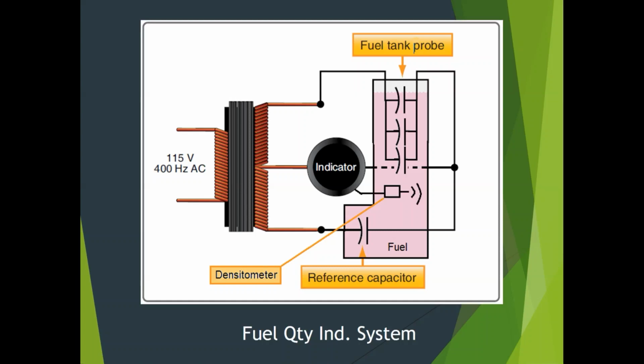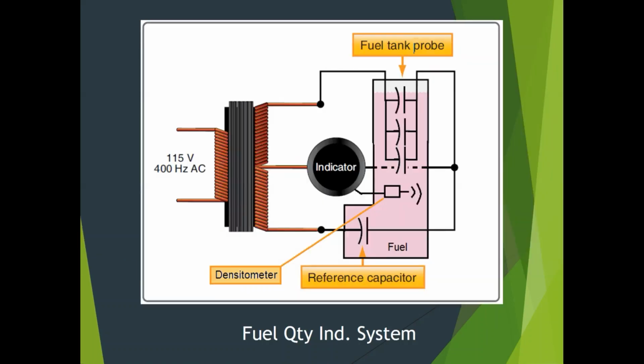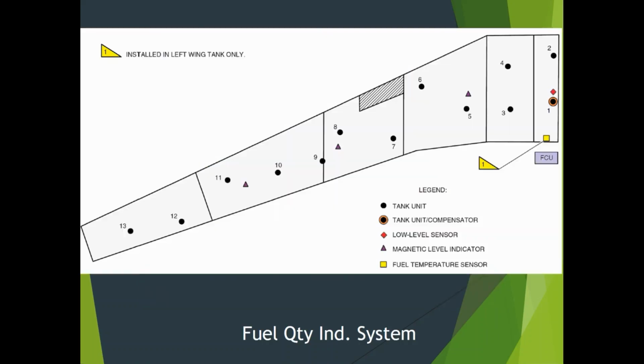Okay. If we look at a wing that has these, you can see we've got a bunch of different things. So tank unit on the legend here, tank unit is the fuel tank, or the capacitance-based fuel tank probes. You can see here, and this is that 2-tank airplane, there are 13 tank units on this airplane. So you've got essentially 13 probes that are all wired in parallel that create one averaging giant capacitor in the wing.